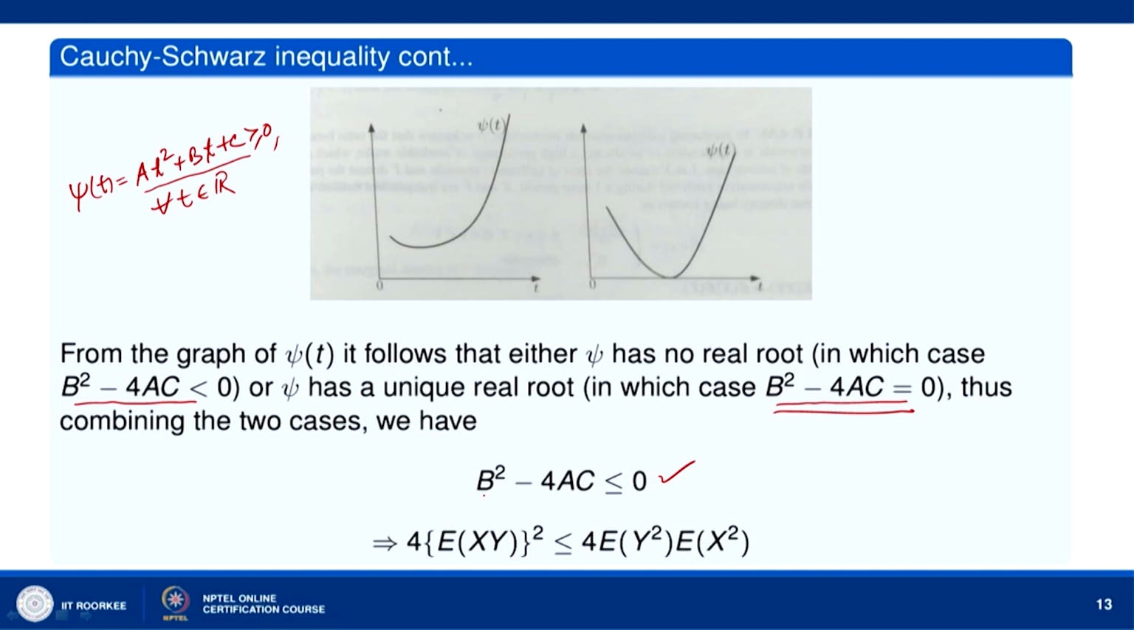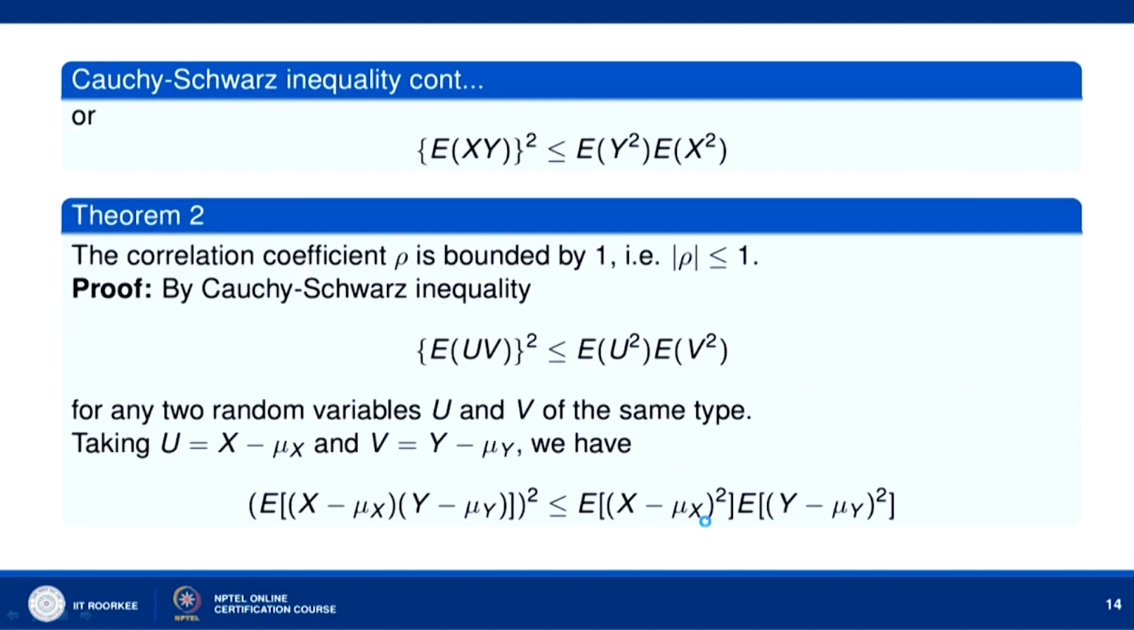So, b is equal to 2 times E[XY], so b square is 4 times (E[XY]) whole square, and less than or equal to 4 times a, that is E[Y square] into c, which is E[X square]. So, we get (E[XY]) whole square less than or equal to E[Y square] into E[X square], which proves the Cauchy-Schwarz inequality for the random variables X and Y.